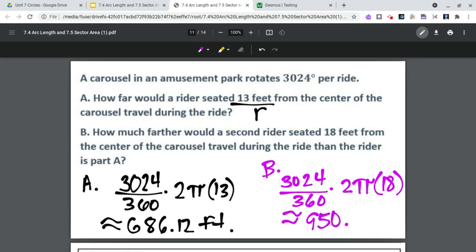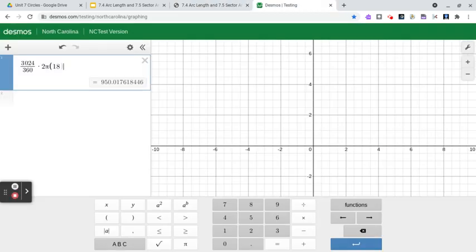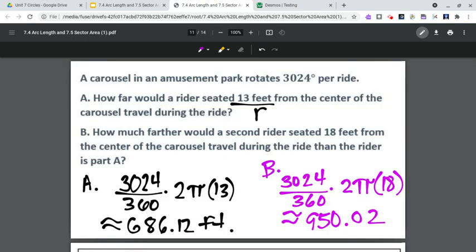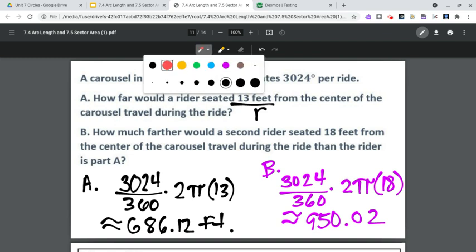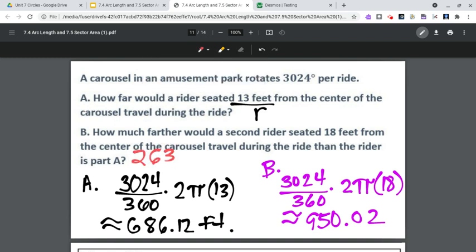And to answer the question, how much farther does the person ride? We take 950.02 and we subtract our answer from part A, which was 686.12. And so the rider goes approximately 263.9 feet further. So to answer the question, let's use orange. 263.9 feet further.